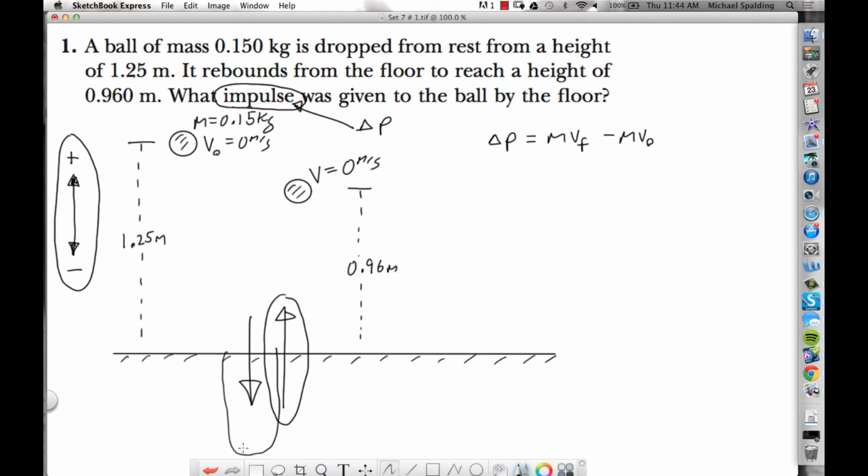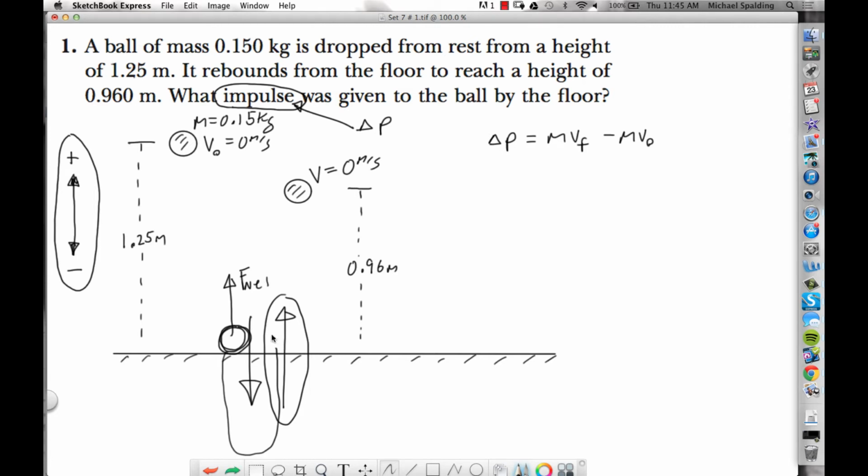Which way is the force of the floor on the ball? When the ball is in contact with the ground, which way is the force of the floor on the ball? Up, right? In fact, that's the direction of the net force. The net force on the ball is up, and that's the reason the ball goes up. The ball hits the floor in the downward direction. As a result of the force of the floor, the ball leaves the floor and goes up.